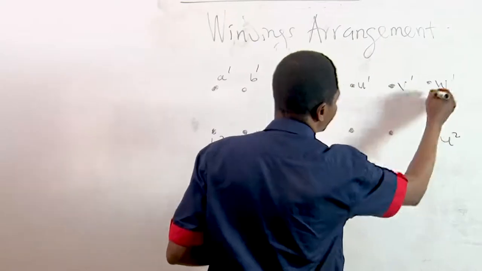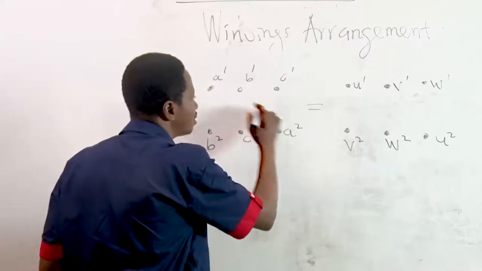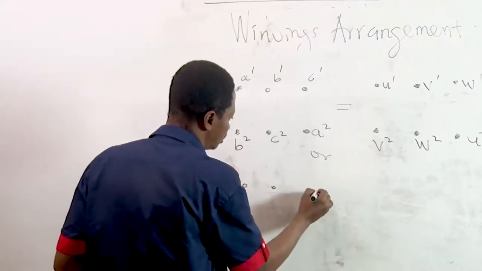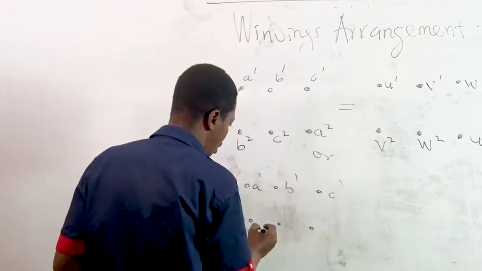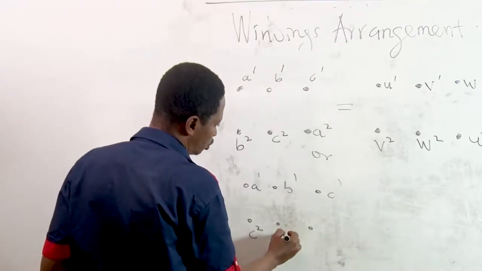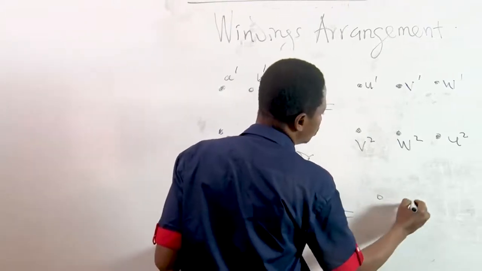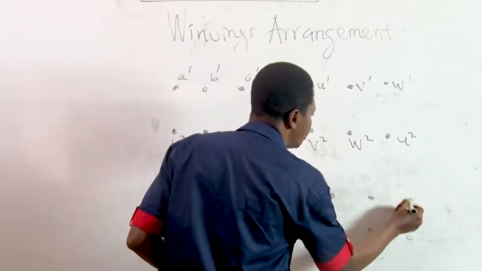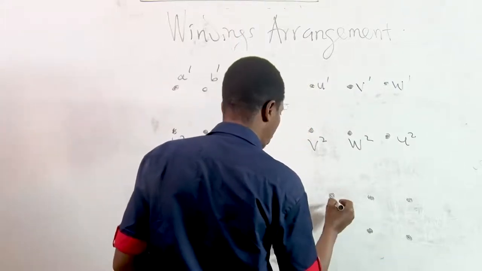Using U2, W2, and V2. I'm using A as adjacent, which is U. Or the second one, the six terminals: I want to use A, B, C, 1, 1, 1, and I'm using C as my adjacent. This will be C2, this will be A2, and this will be B2, which equals this. This arrangement is very, very important. Please take notes.